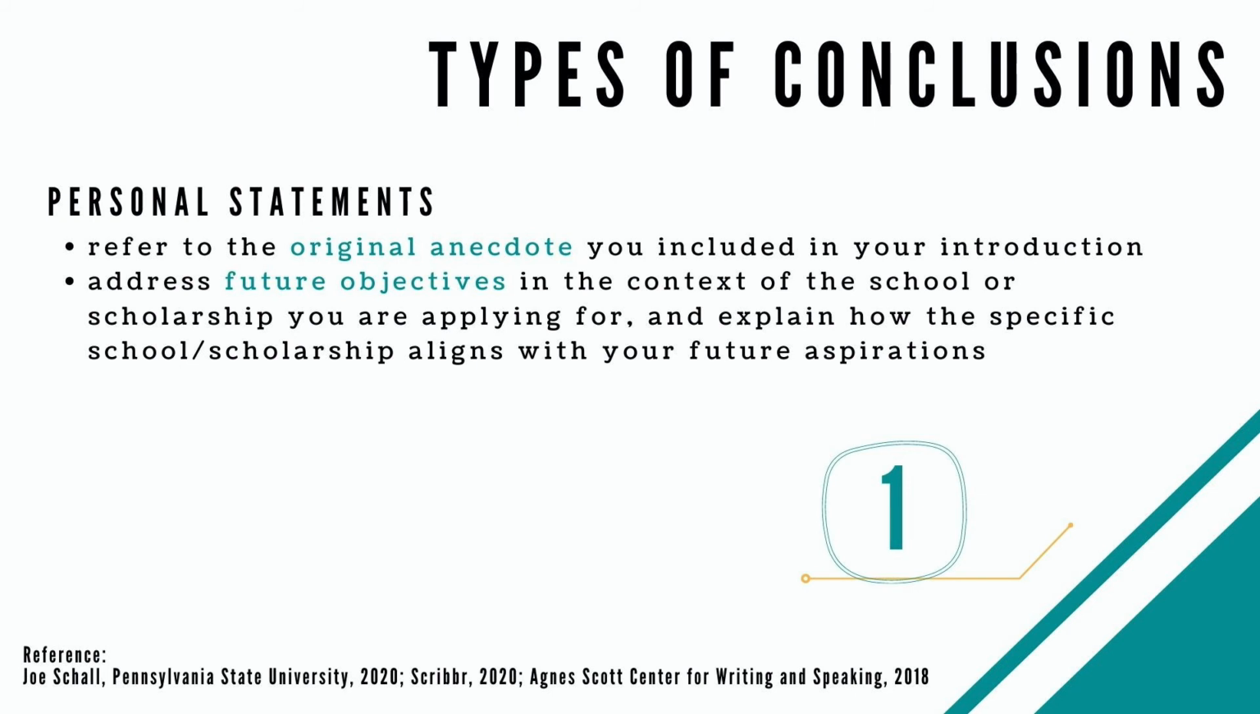Another way to conclude a personal statement is by addressing your future objectives in the context of the school or scholarship you are applying for. You might want to explain how this specific scholarship will help you achieve your goals, or how this specific school aligns with your future aspirations. Being explicit about why you are applying to this particular school or scholarship will show the reader that you are intentionally and thoughtfully applying to their program.